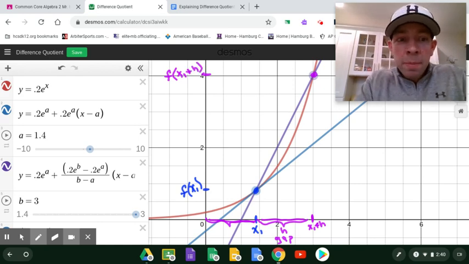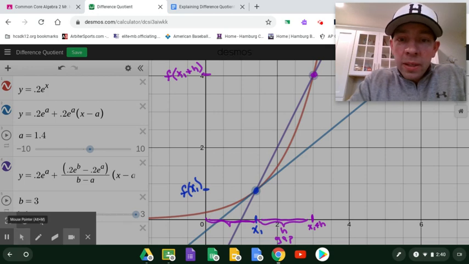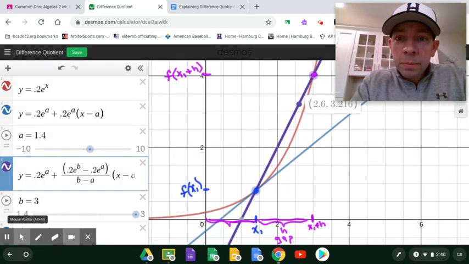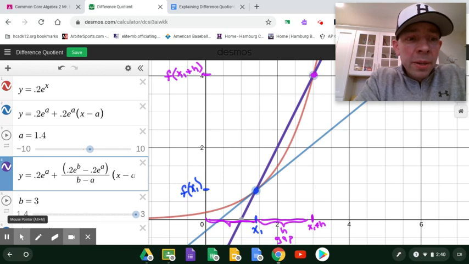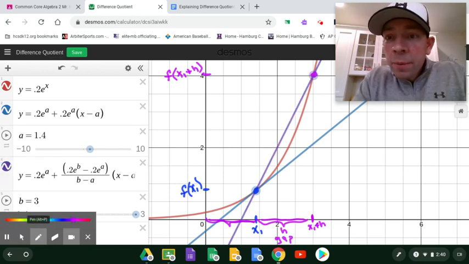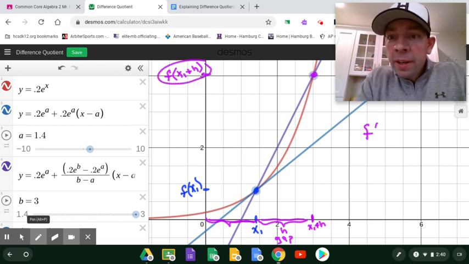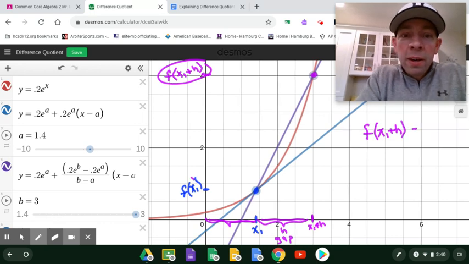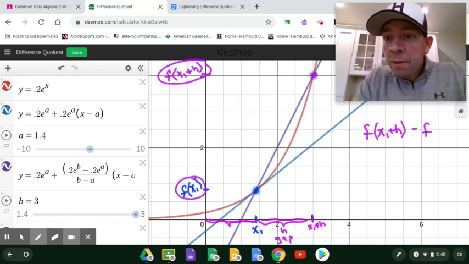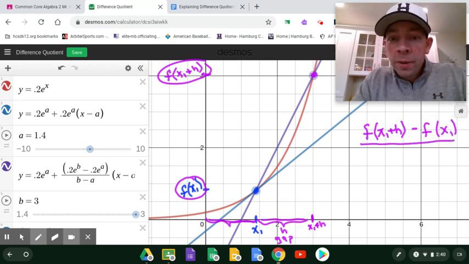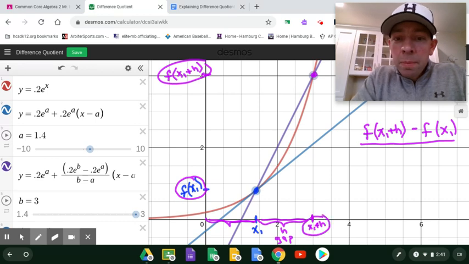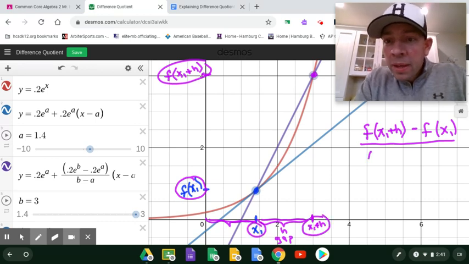So let's say I wanted to measure the slope of this purple line right here. Okay. I'm going to employ my slope formula, and we're going to say we've got this y coordinate right here, f of x sub 1 plus h, minus the other y coordinate, f of x sub 1, divided by, now we need to measure the run, so it's going to be this x coordinate minus this x coordinate, x sub 1 plus h minus x sub 1.